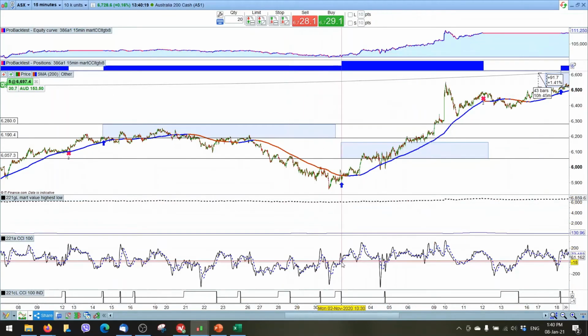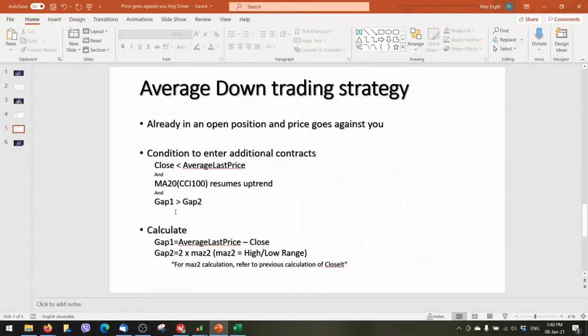The second condition, the CCI 100 moving average 20, needs to resume in an uptrend. So this CCI 100 needs to break above there, and as you can see, these spikes indicate where we could have entered, but we haven't entered because the gap isn't greater than the gap 2.